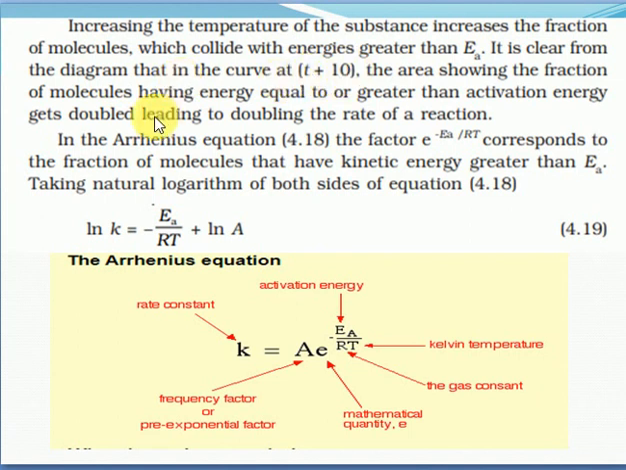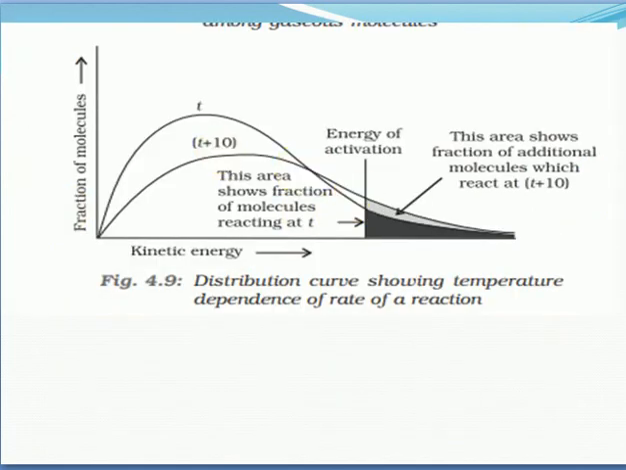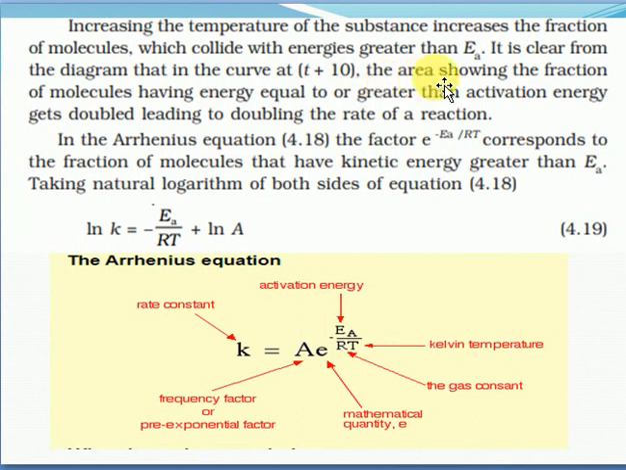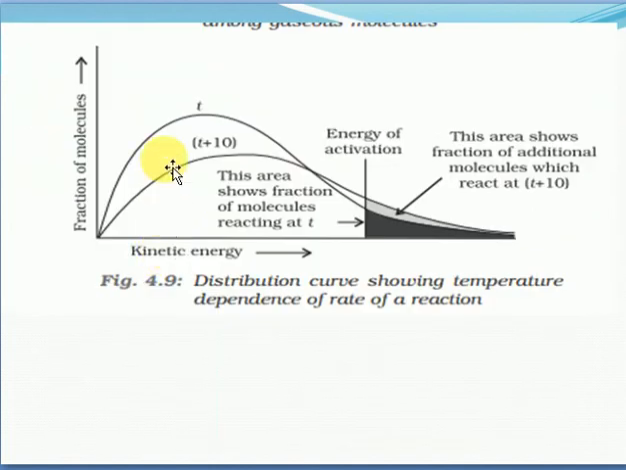This is the curve T plus 10. The area shown is the fraction of molecules having energy equal to or greater than the activation energy. It gets doubled, leading to the doubling of the rate of chemical reaction. What they want to say is that when temperature increases, the speed of chemical reaction increases. Roughly, the value becomes double, so more product will be formed.